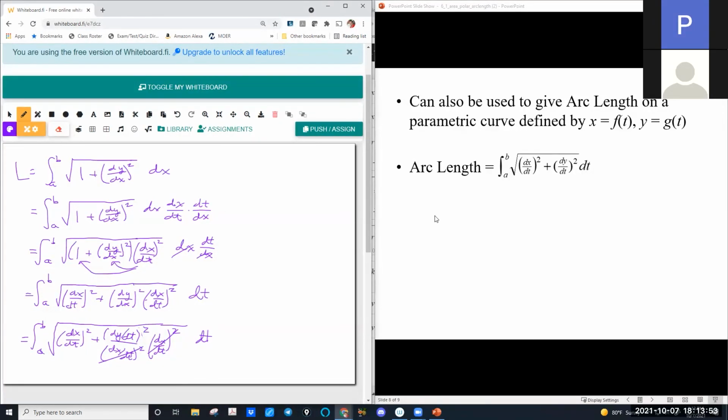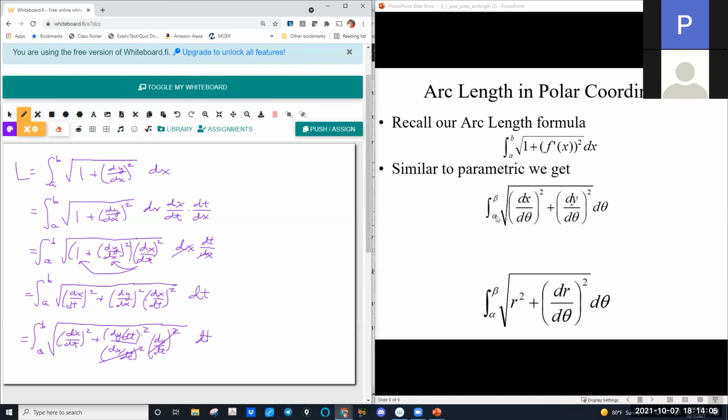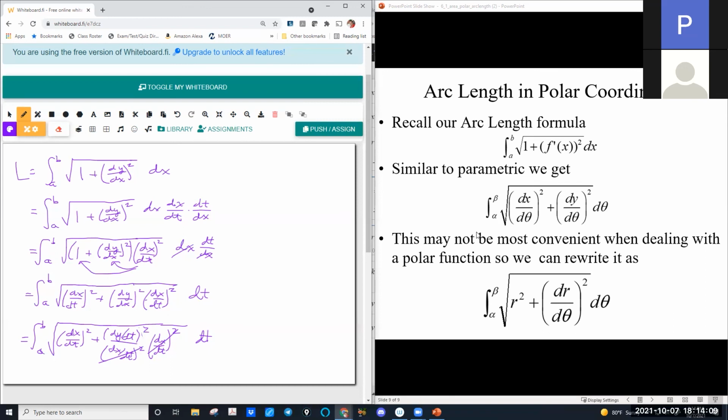All right, one more to show you, and that's for polar. Now that we have parametric, going to polar is really easy, because all we're going to do is this is going to be dx d theta, dy d theta from alpha to beta. Now, because this isn't always the easiest way, here is an alternative form for arc length in polar. So it depends on which route you want to go.